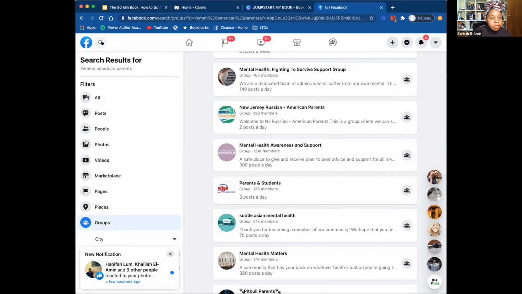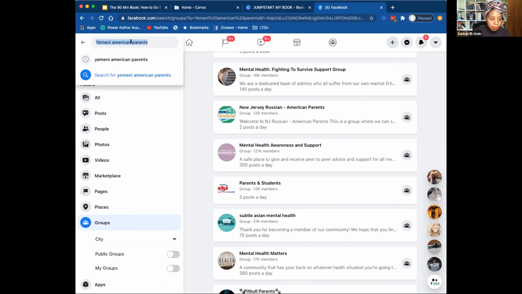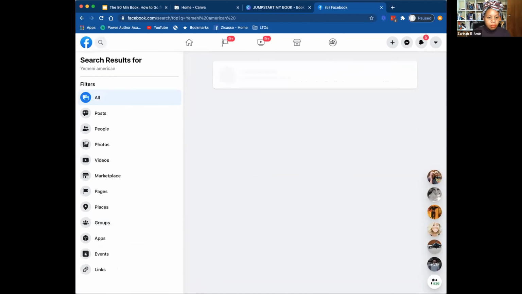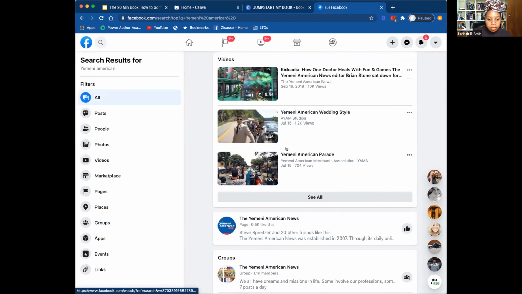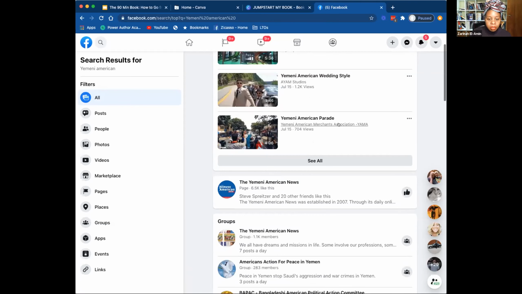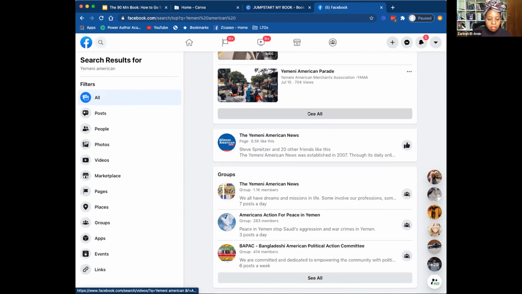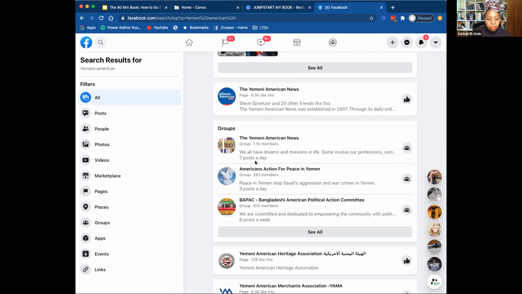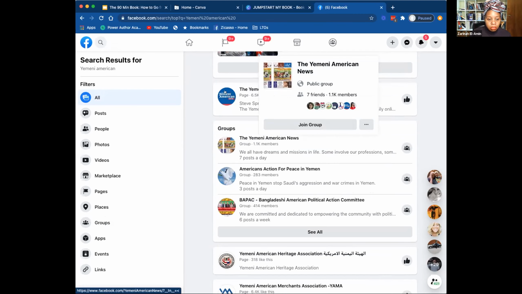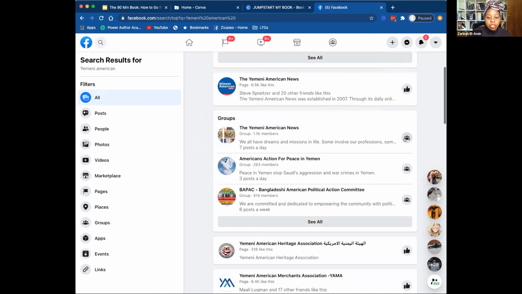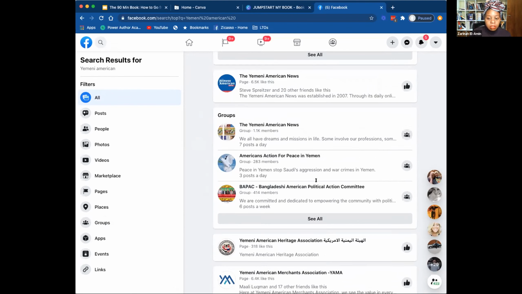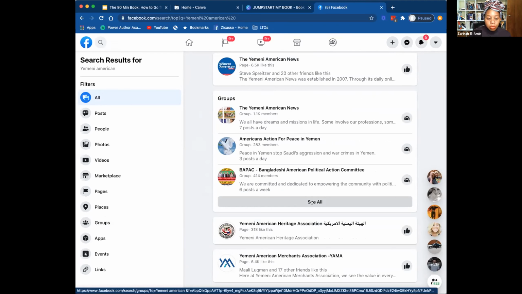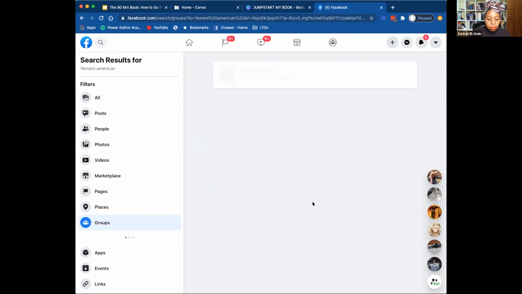So what if we put Yemeni Americans? Let's see what happens. All right, Yemeni American. So we got this wedding, Yemeni American parade, groups. Okay, so here's a group. Seven posts a day. The Yemeni American News, so this newspaper has a group. So you want to join that group. Americans Action for Peace in Yemen. All of the groups that seem to be related to what you're doing, you want to join those groups.